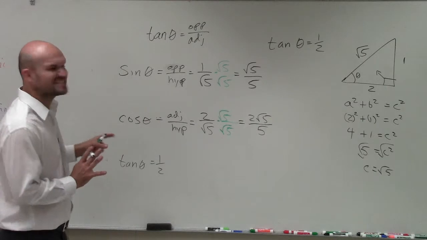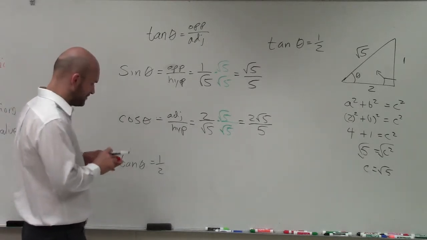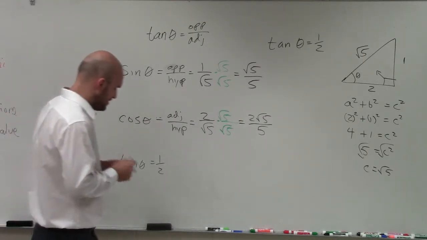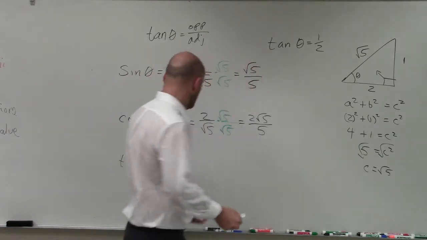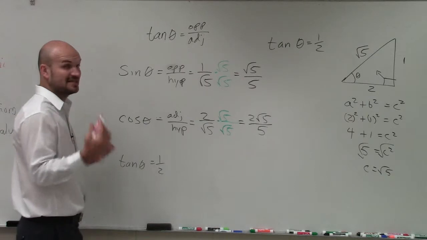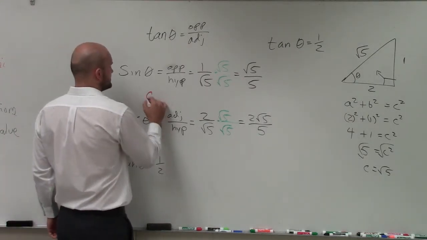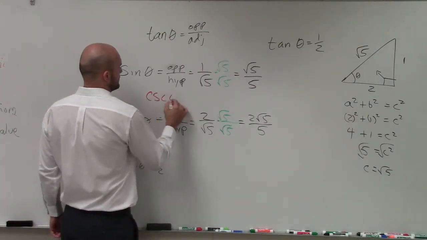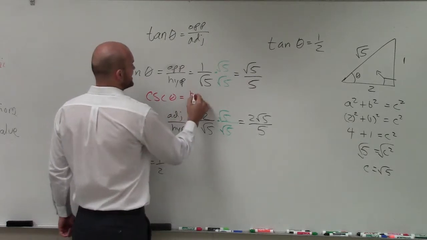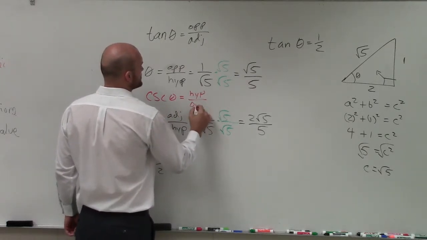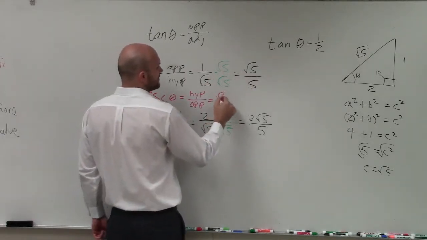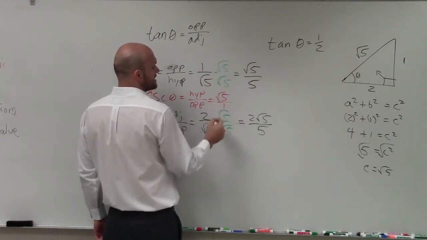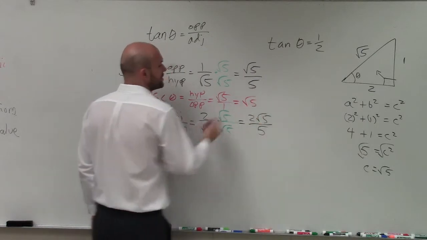You know what? I'm going to try to sneak these in here. And maybe just to help you guys out, I'll do them in a different color, because I know these are going to be pretty simple. So if I have sine, the reciprocal of the sine is the cosecant. Cosecant of theta represents the reciprocal, which is the hypotenuse over opposite. And the hypotenuse, again, is square root of 5 over the opposite side, which is 1. So that just leaves us with the square root of 5.